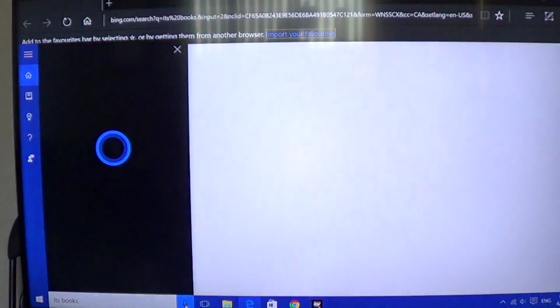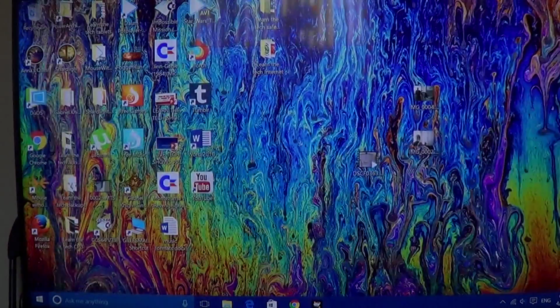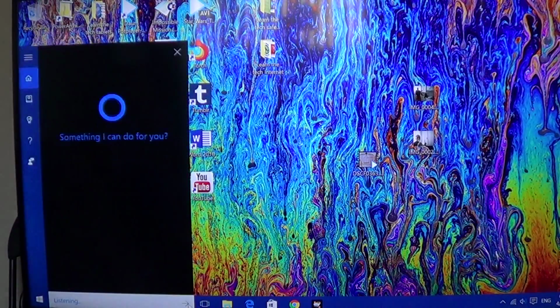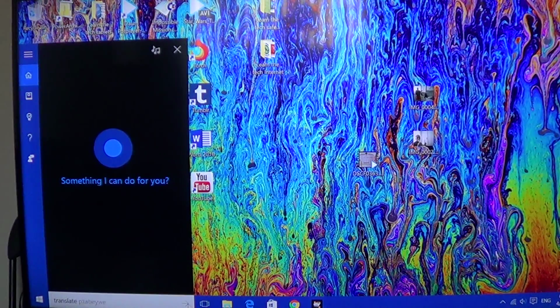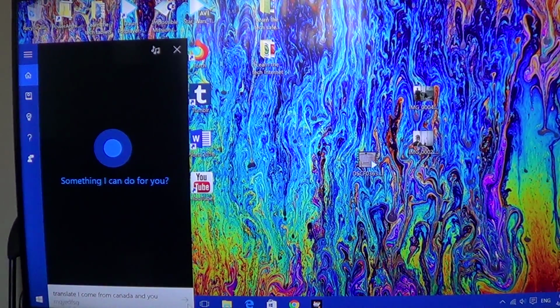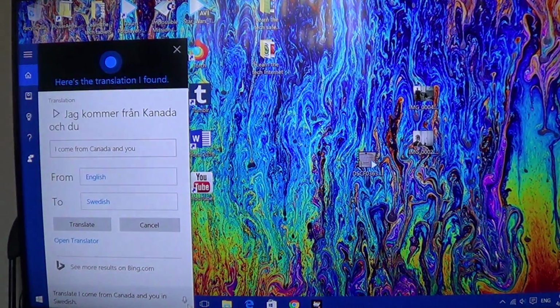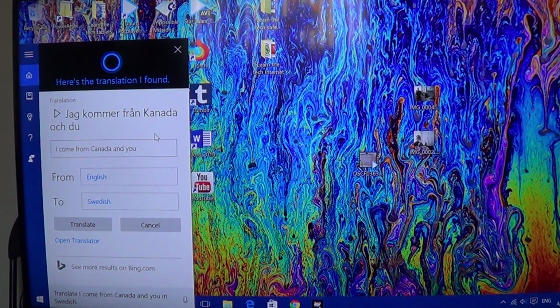I accidentally pressed the button, but that one was different. Translate, I come from Canada, and you in Swedish. Sure. Here's how to say I come from Canada and you in Swedish. Jag kommer från Kanada och du. So, you know, probably the thing that would need is the punctuation, the way that we separate a little bit, but that was Swedish.